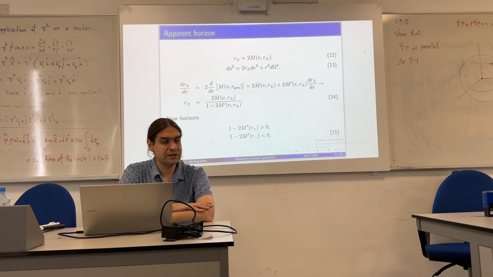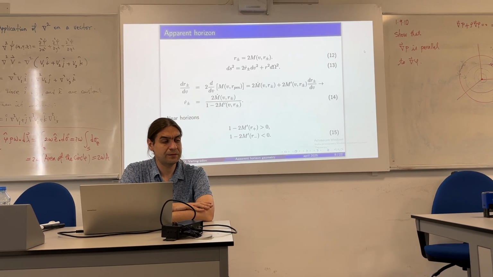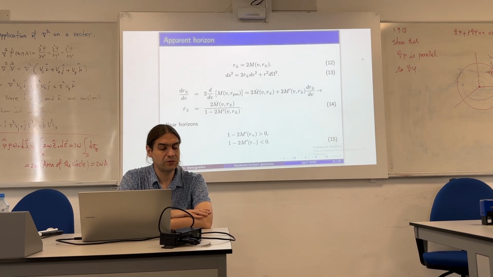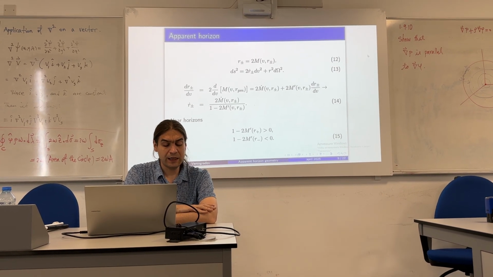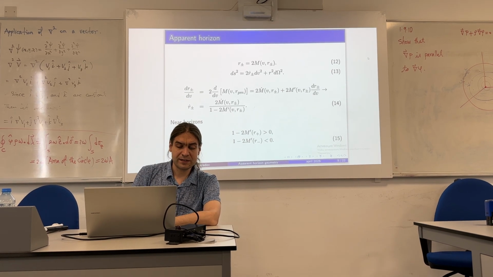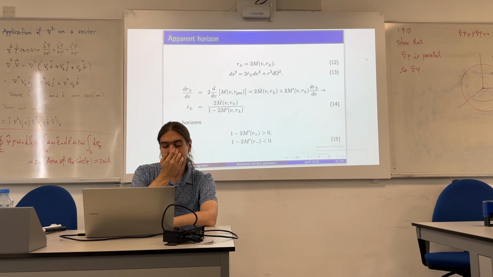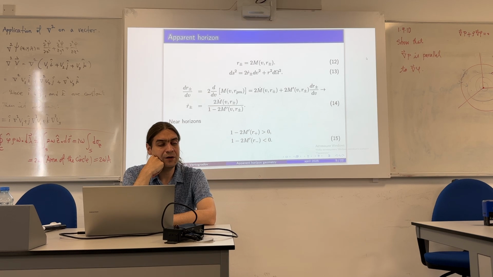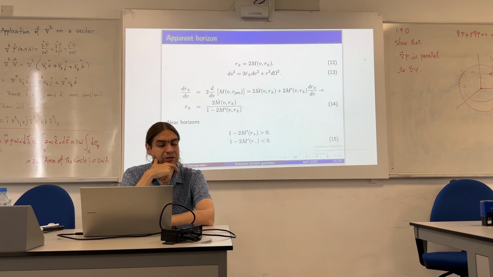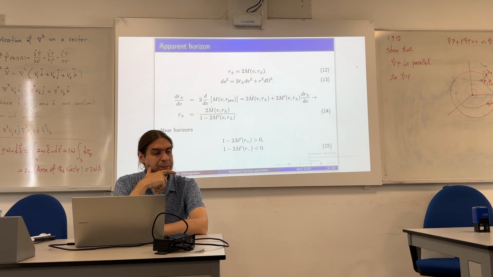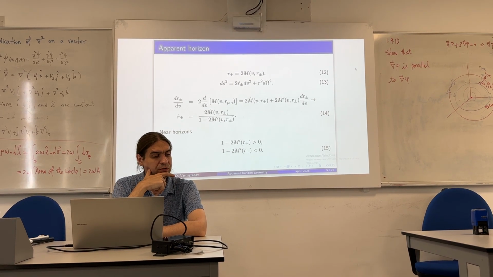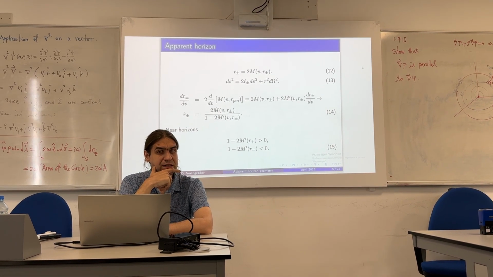So it means that this surface r is equal to m is just a null surface. Okay, then let's consider the following situation. Let's consider how this r plus r dot is changing in time. So we take the derivative, because m depends on both v and r. Yeah, it's a complex function.